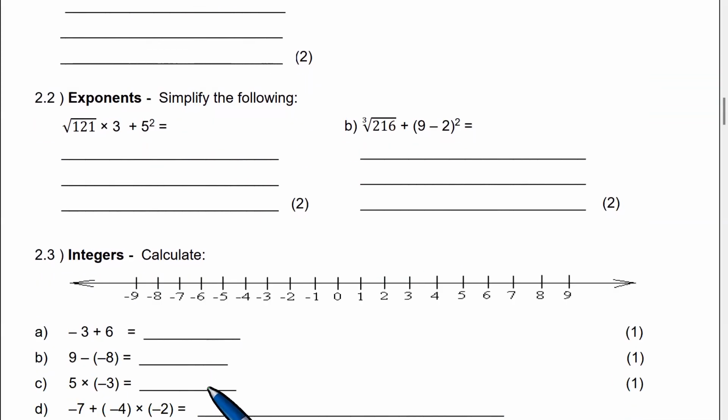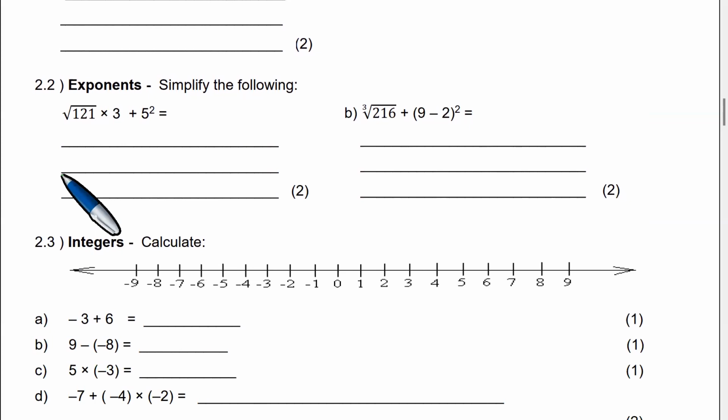Okay, let's deal with some exponents. 2.2. Simplify the following. What is the square root of 121 times 3 plus 5 squared? What is the answer? Is it 29? Okay, let's check.